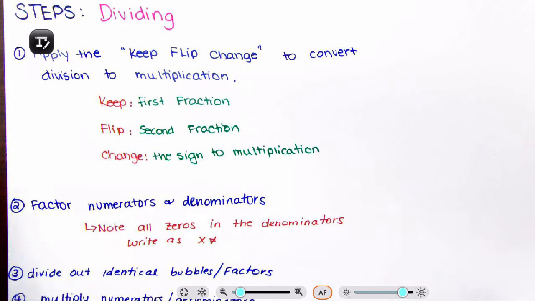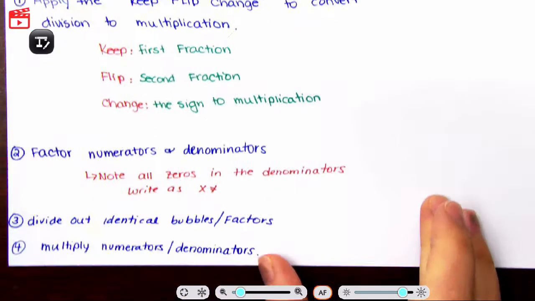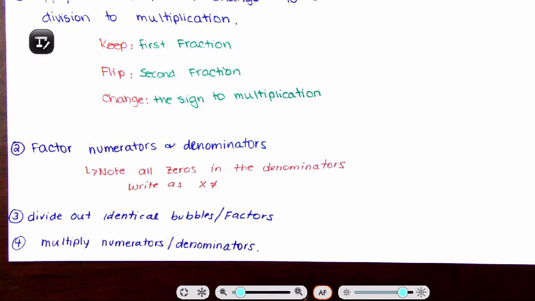You're going to then divide out identical bubbles or factors, and you're going to multiply the numerators and denominators. Now, depending on what your teacher says, sometimes you don't have to multiply out your denominator. Some teachers will prefer it in factored form and prefer the numerator only multiplied out. Some of them will prefer both of them multiplied out.